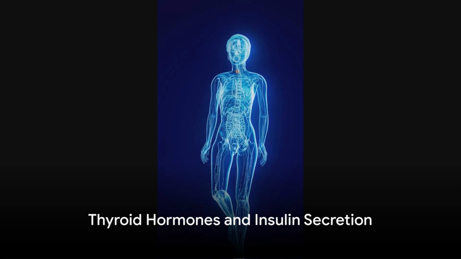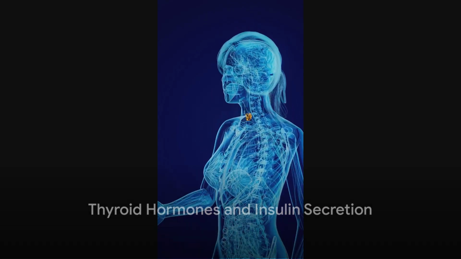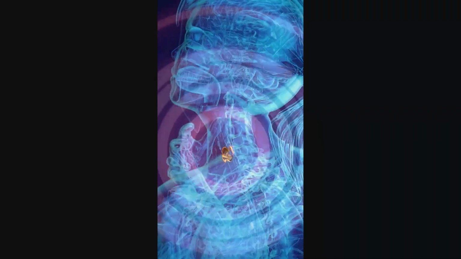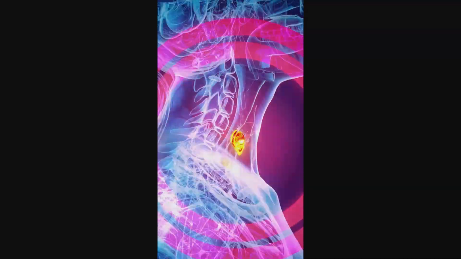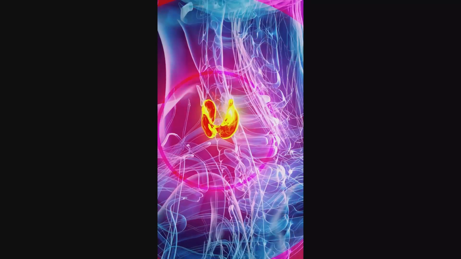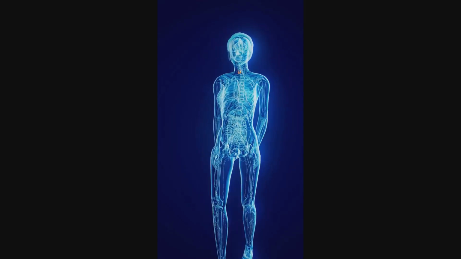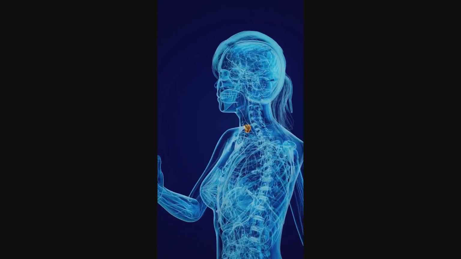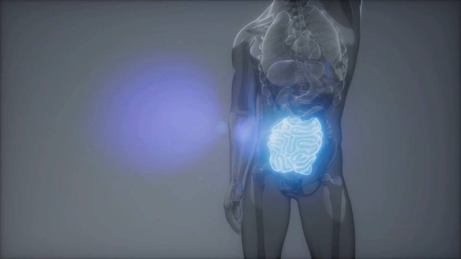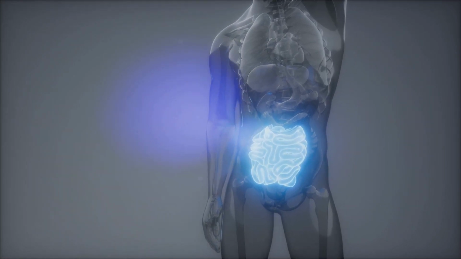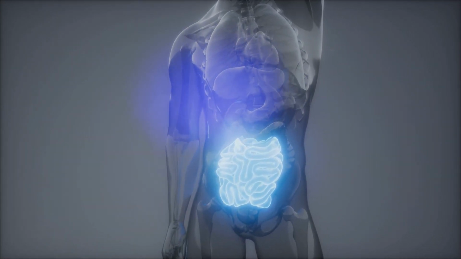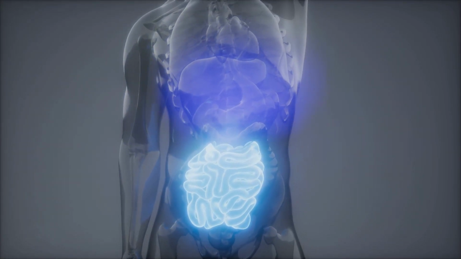Did you know that thyroid hormones also influence pancreatic function and insulin secretion? This complex interaction plays a pivotal role in maintaining our metabolic health. When we think about thyroid hormones, we often think about their role in regulating our metabolism, but these hormones do much more. They also influence the function of our pancreas, an organ responsible for insulin secretion.